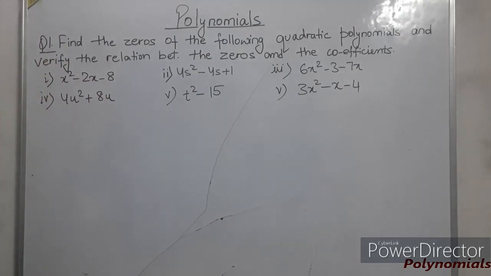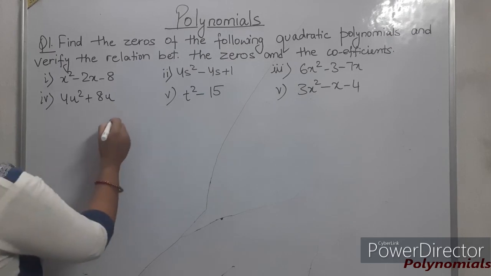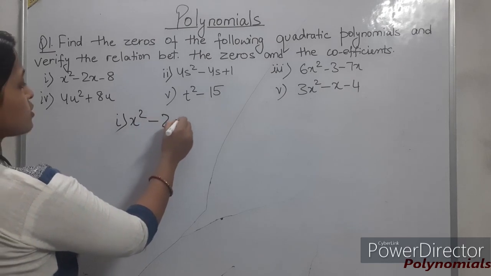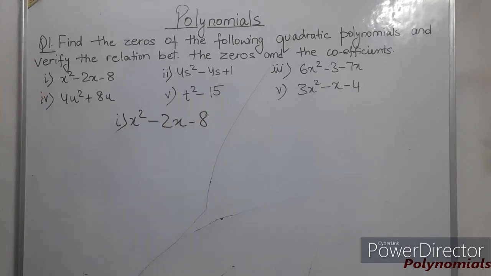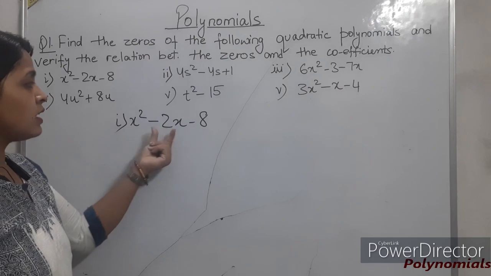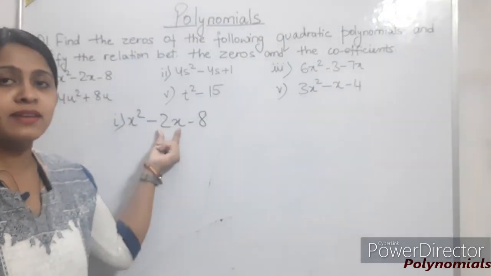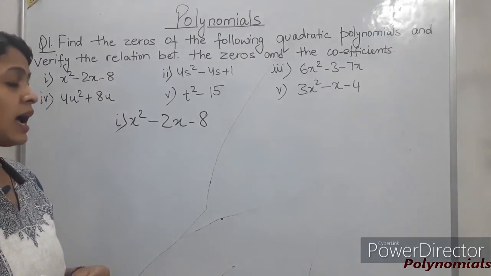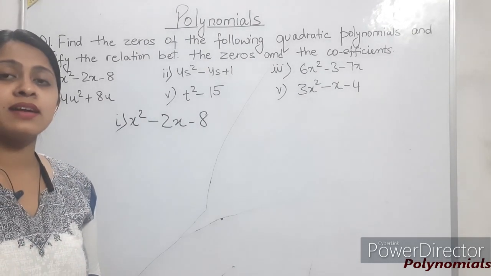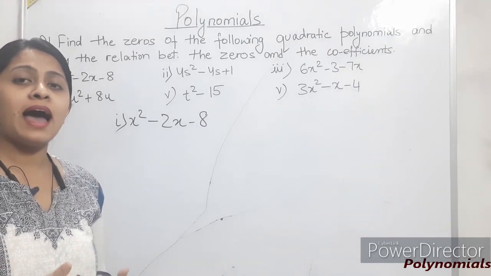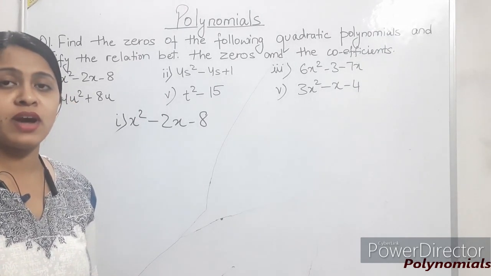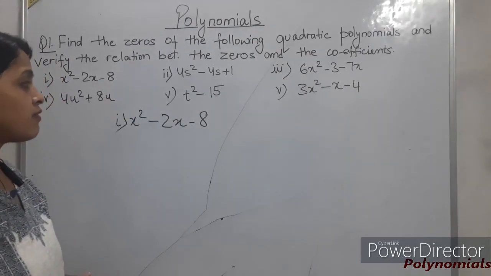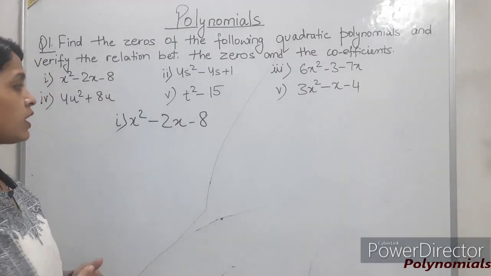So let's take question number 1: x square minus 2x minus 8. As we know, the first step is to split the middle term. How to split the middle term, I have also explained in my previous video, and the link of that video is given in the description box. So kindly visit that video for clarification.